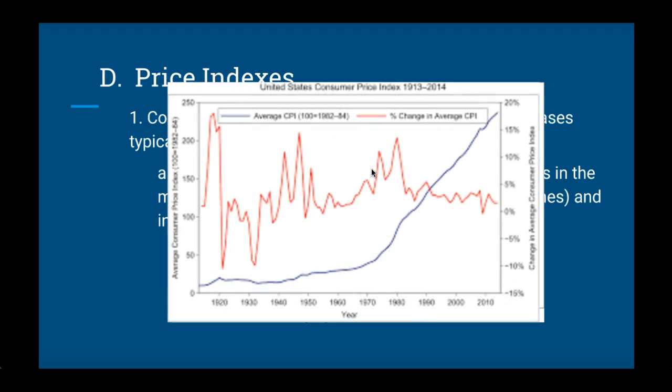The other thing I have to show you is the Consumer Price Index, the CPI, over the last, it looks like about 100 years. So over the last 100 years, 1913 to 2014, the CPI is the blue line, and the red line is the change in the average CPI. So you can see how much the average CPI has changed over the last basically 100 years. So it gives you an idea of where we've been at.